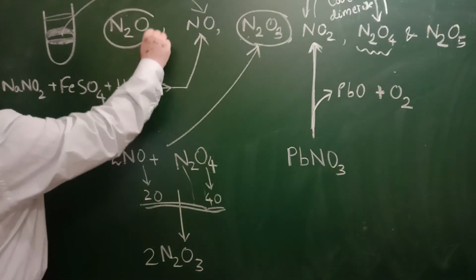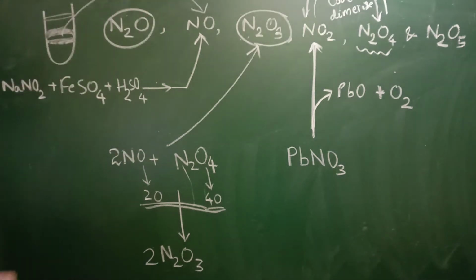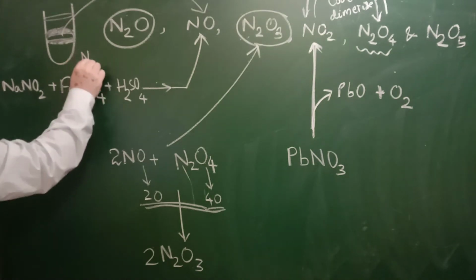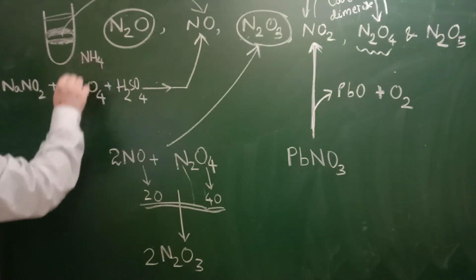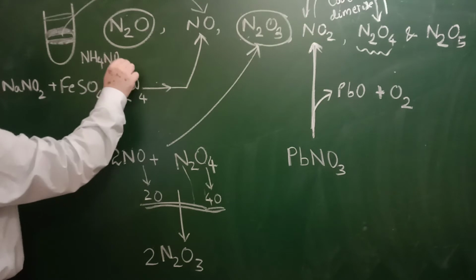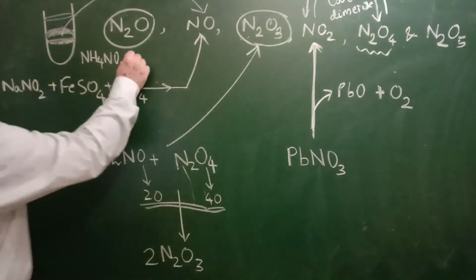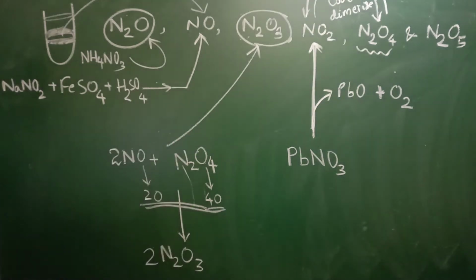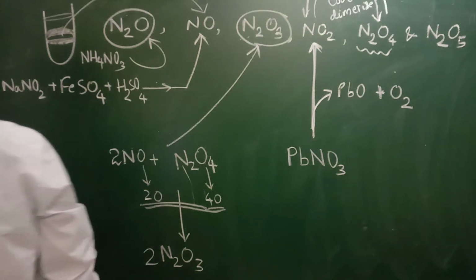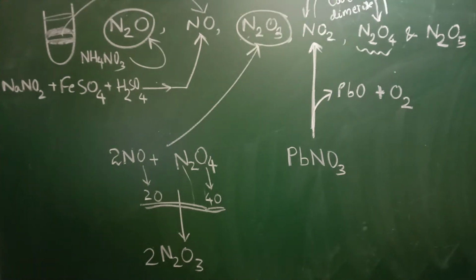How to prepare N2O? To prepare N2O, we take whatever is available in the lab. In the lab, generally we have ammonium nitrate available, and if we heat it, it will form N2O. So now we will try to remember these reactions again. This is the logic behind which all the preparations are dependent on.